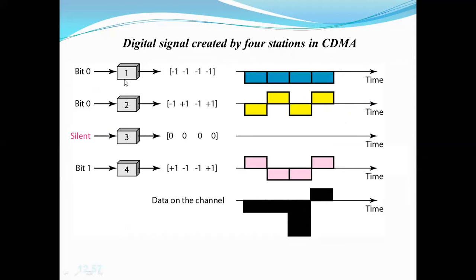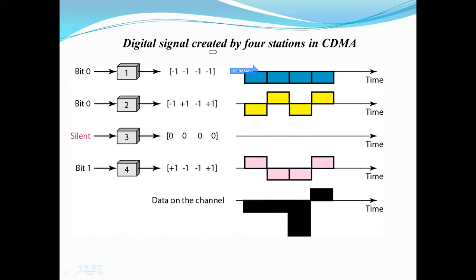Now imagine bit 0. Station 1 is sending this sequence: bit 0 is sent as minus 1, minus 1, minus 1. How do you represent it as a signal level here? Because all are minus, it is below the reference line. This is the reference line, and all these minus 1, minus 1, minus 1 values are below the reference line.